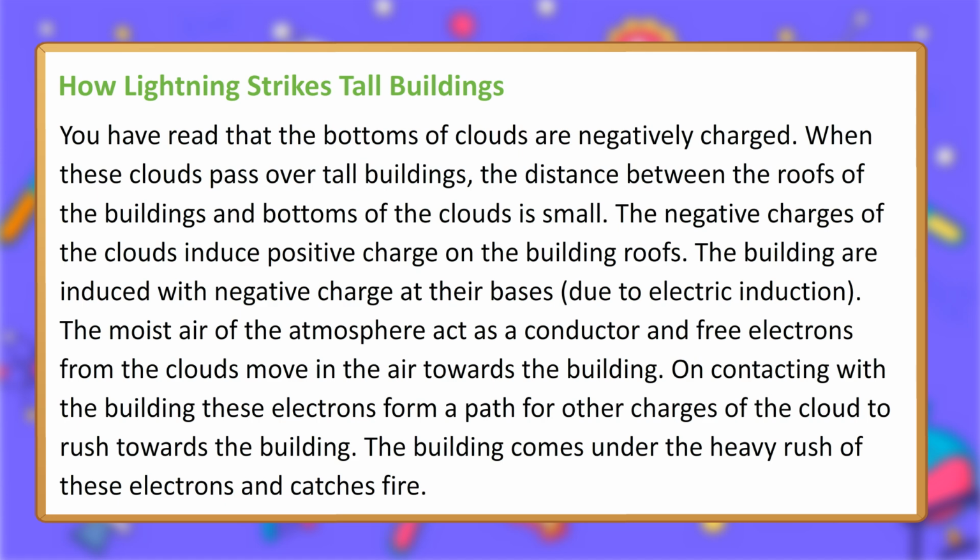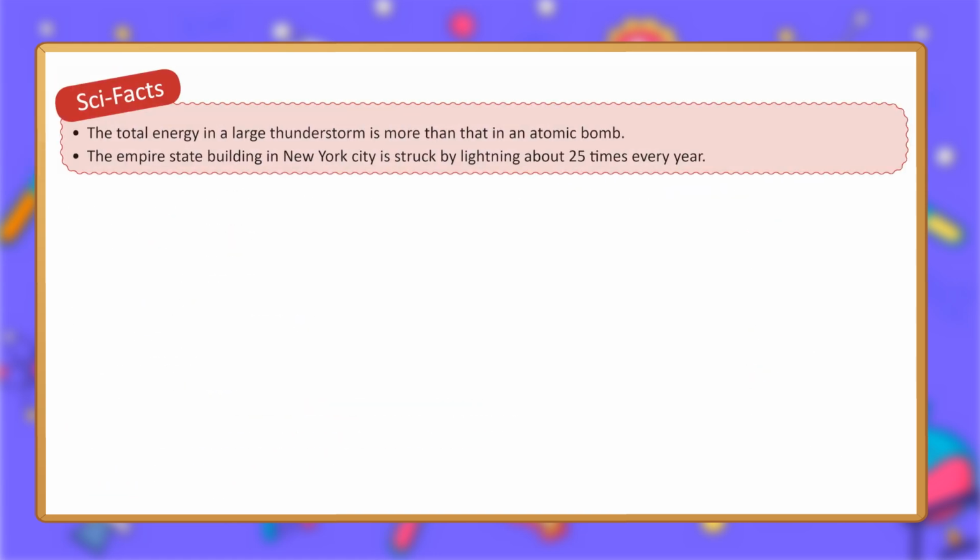The moist air of the atmosphere acts as a conductor and free electrons from the clouds move in the air towards the building. On contacting with the building, these electrons form a path for other charges of the cloud to rush towards the building. The building comes under the heavy rush of these electrons and catches fire. Sci facts: the total energy in a large thunderstorm is more than that in an atomic bomb. The Empire State Building in New York City is struck by lightning about 25 times every year.